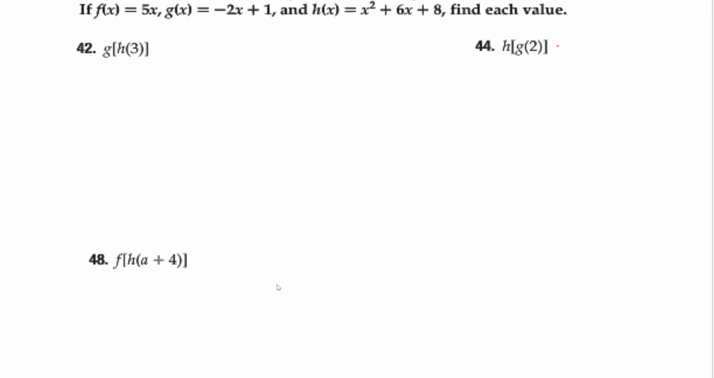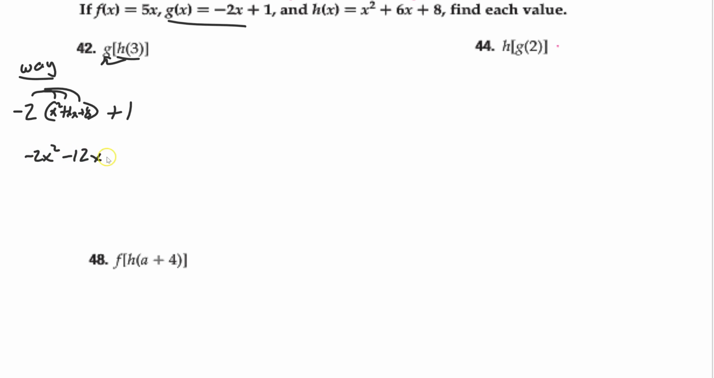Now let's do it with numbers. Like most things in mathematics, there are 2 ways to do this. I'm going to show you way 1 first. Way 1's the way we've been doing it. So g of h of 3, so let's plug h into g. G is this, so negative 2 times something plus 1. Then we're going to plug h in. H is that mess, x squared plus 6x plus 8. Distribute. Why did I make it so hard on myself? And I get negative 2x squared minus 12x minus 15.